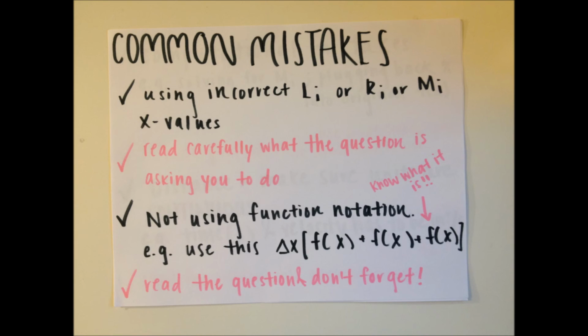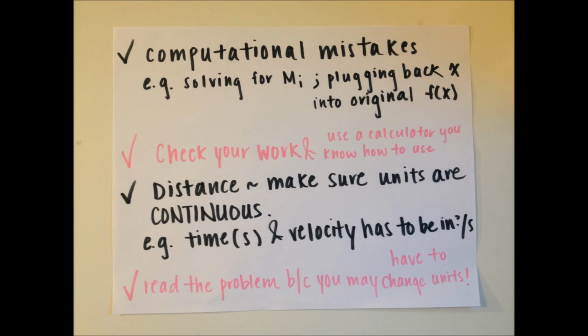These are some common mistakes when solving for the area under a curve using Riemann sums. Using incorrect left-hand, right-hand, or midpoint x values. So read carefully what the question is asking you to do. Not using function notation, for example, delta x multiplied by, in parentheses, f of x plus f of x plus f of x. First of all, know what function notation is. And second of all, read the question and don't forget to put your answer in function notation.